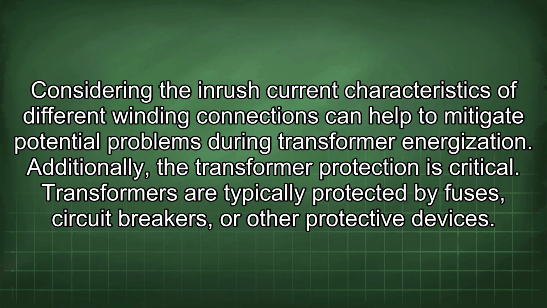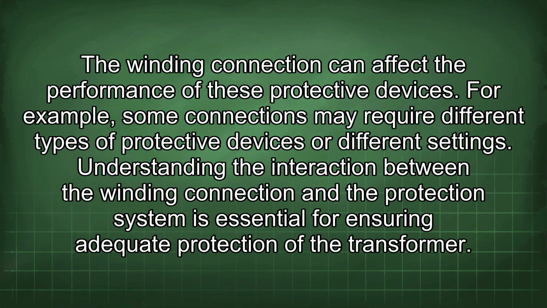Additionally, the transformer protection is critical. Transformers are typically protected by fuses, circuit breakers, or other protective devices. The winding connection can affect the performance of these protective devices. For example, some connections may require different types of protective devices or different settings. Understanding the interaction between the winding connection and the protection system is essential for ensuring adequate protection of the transformer.